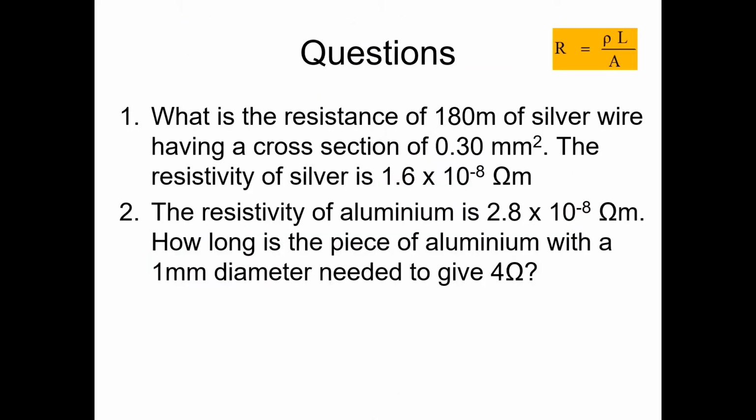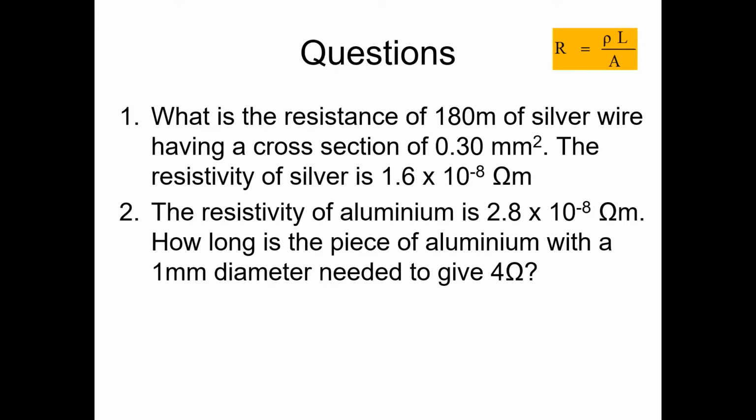Alright, so have a go at these questions yourself. Question 1: What is the resistance of 180 meters of silver wire having a cross-section of 0.30 millimeters squared? The resistivity of silver is 1.6 times 10 to the minus 8 ohm meters. Question 2: The resistivity of aluminium is 2.8 times 10 to the minus 8 ohm meters. How long is the piece of aluminium wire with a 1 millimeter diameter needed to give 4 ohms?